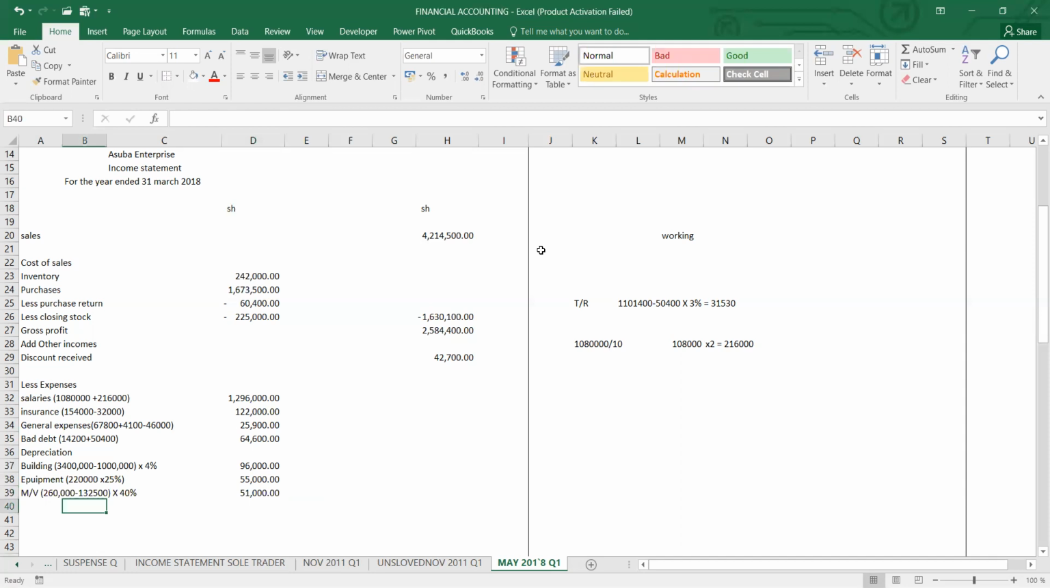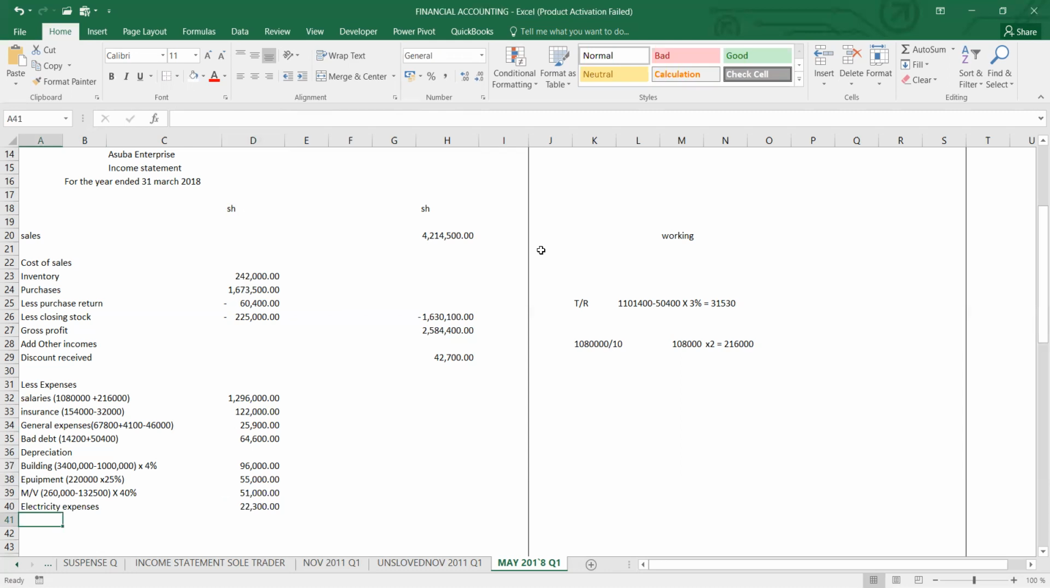So you go back now to the beginning of your trial balance. Capital is not an expense, inventory is not an expense, purchases is not an expense. We have electricity expense, so we capture electricity expense. Electricity expense is 22,300.